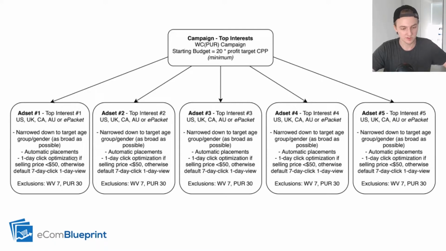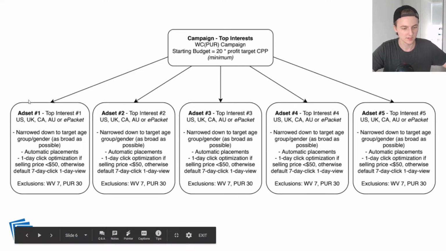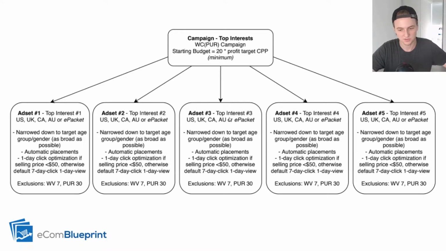Now, for placements, you just want to do auto placements. For your optimization, you just want to do 1-day click optimization if the selling price is under 50. Otherwise, just the default 7-day click, 1-day view. And so this is what an ad set's going to look like, and then the other ones are just the same thing, but you select a different interest, right? And everything else is the same.